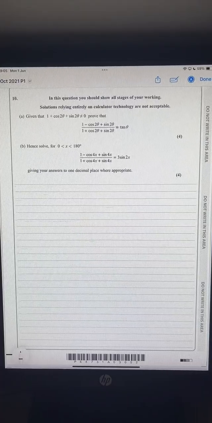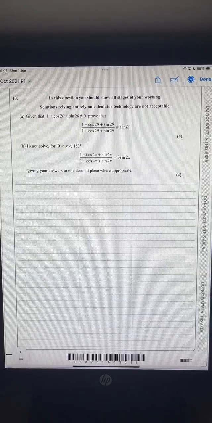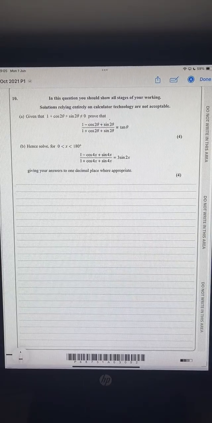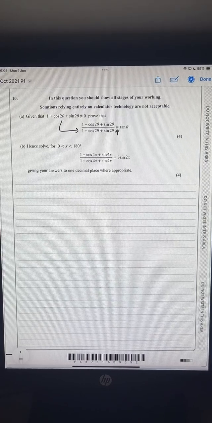For this question, they normally always put this at the top of a trig question. You can just ignore it, just make sure you write it down while you're working. Okay, given that 1 plus cos 2 theta plus sine 2 theta is not equal to 0, prove this thing here. That's just another formality again, saying that the denominator cannot be 0, so this question is technically possible. So we need to prove this identity here.